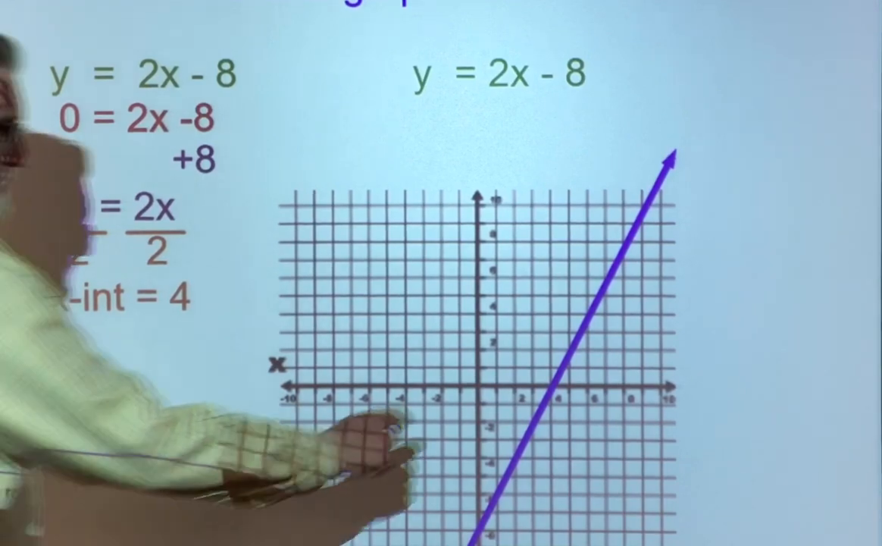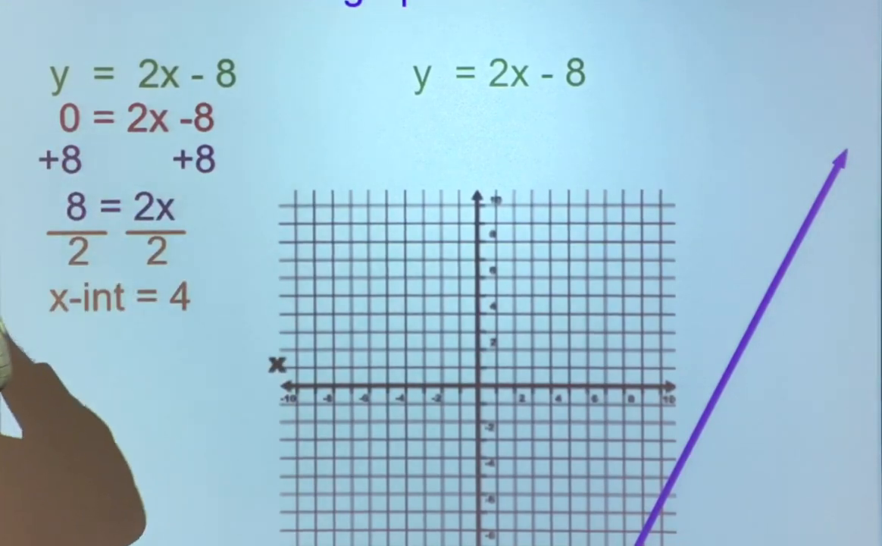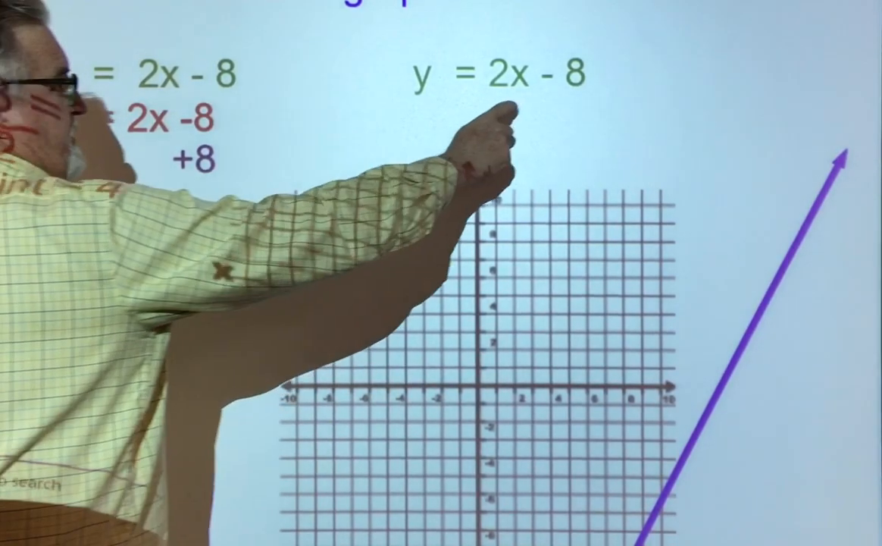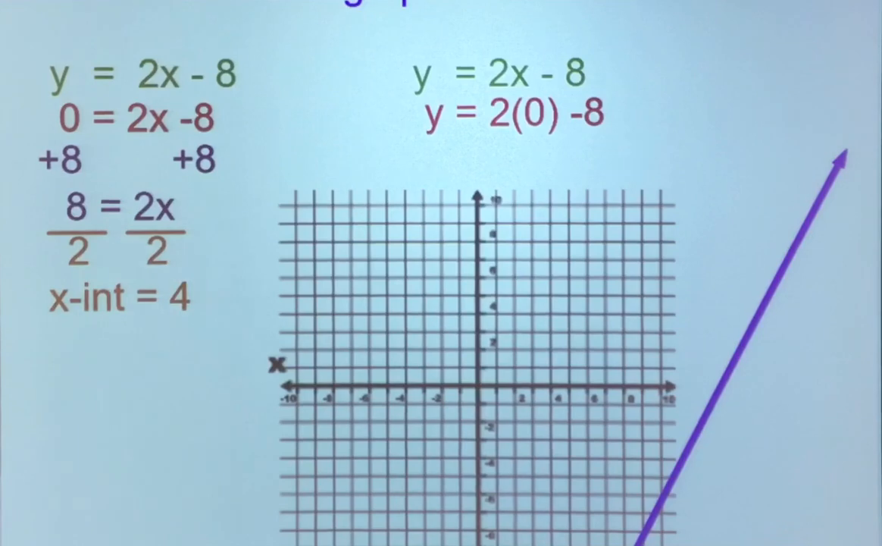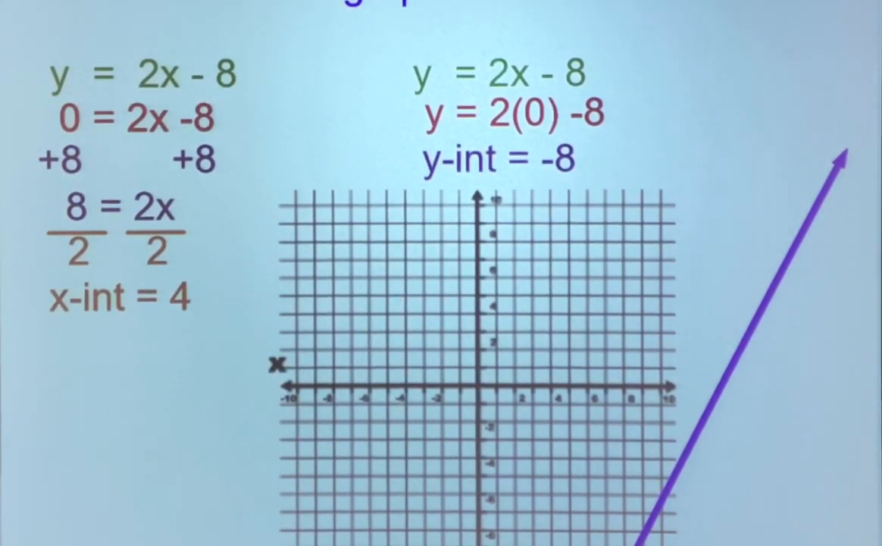Now we've got x isolated, and remember, if y was 0, the x value is the x-intercept. So let's go ahead and divide, and we end up with 4, so the x-intercept of this equation is 4. We're going to do the same thing to find the y-intercept. To do that, let me move this out of our way just for now. To find the y-intercept, we're going to replace the x with 0. So we plug that in. Well, 2 times 0 is 0, and 0 minus 8 is negative 8. So the y-intercept is going to be negative 8.